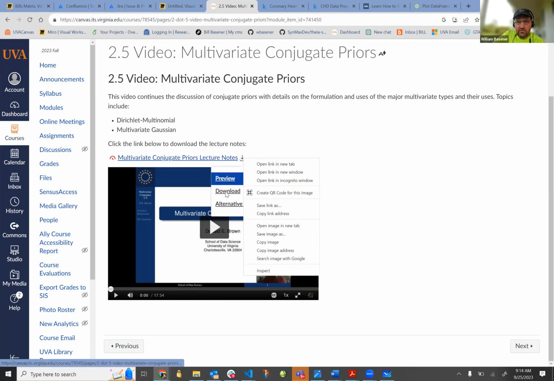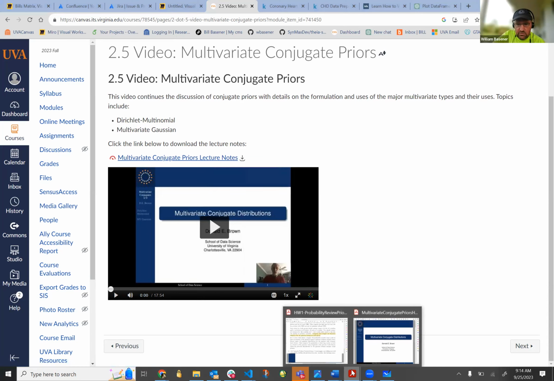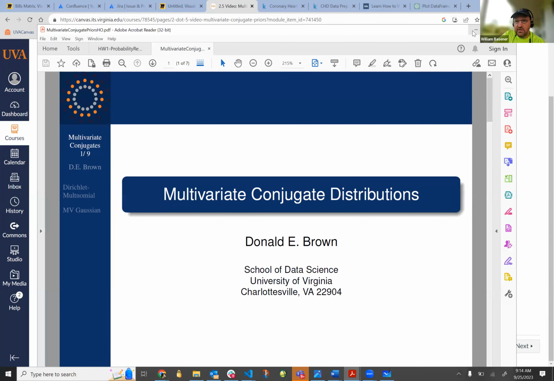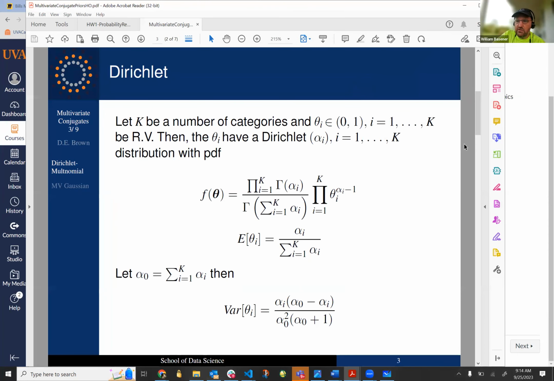This little button will give you a download of the notes as a PDF. And so here we have that download as a PDF. So let's see what we have involving multivariate normal distributions.